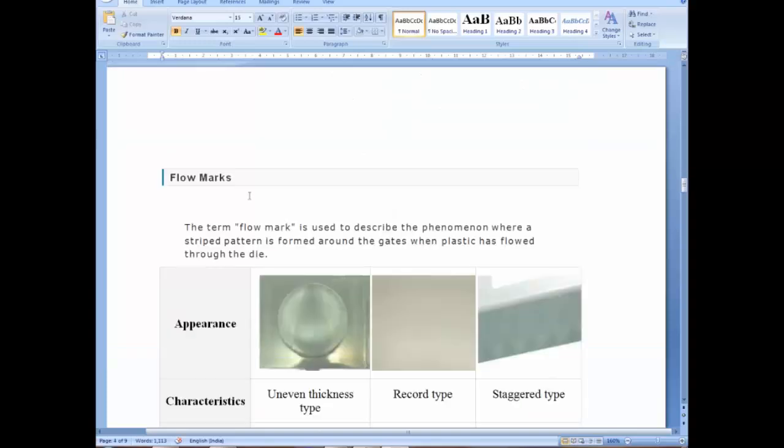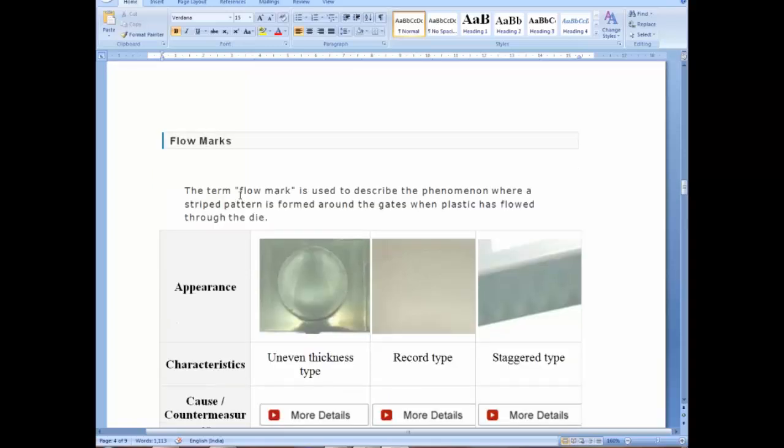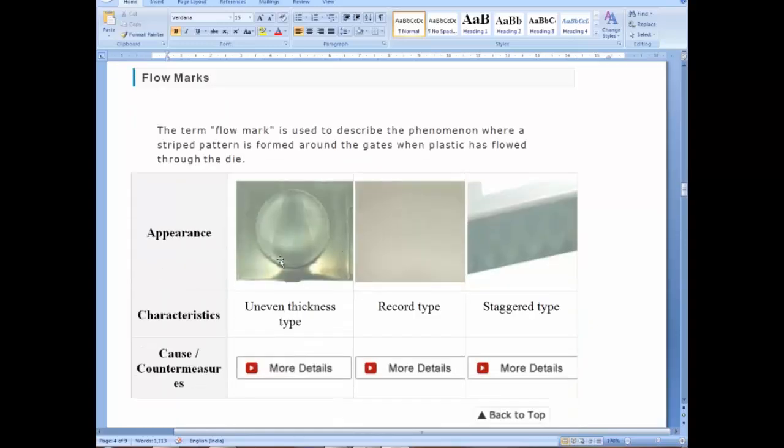Now, flow marks. What are flow marks actually? Flow marks are those which show that, after seeing those flow marks, we can see that from here the molten plastic was flowing. The term flow mark is used to describe the phenomenon where a striped pattern is formed around the gates when plastic has flowed through the die. So it shows the marks from where the plastic was flowing.